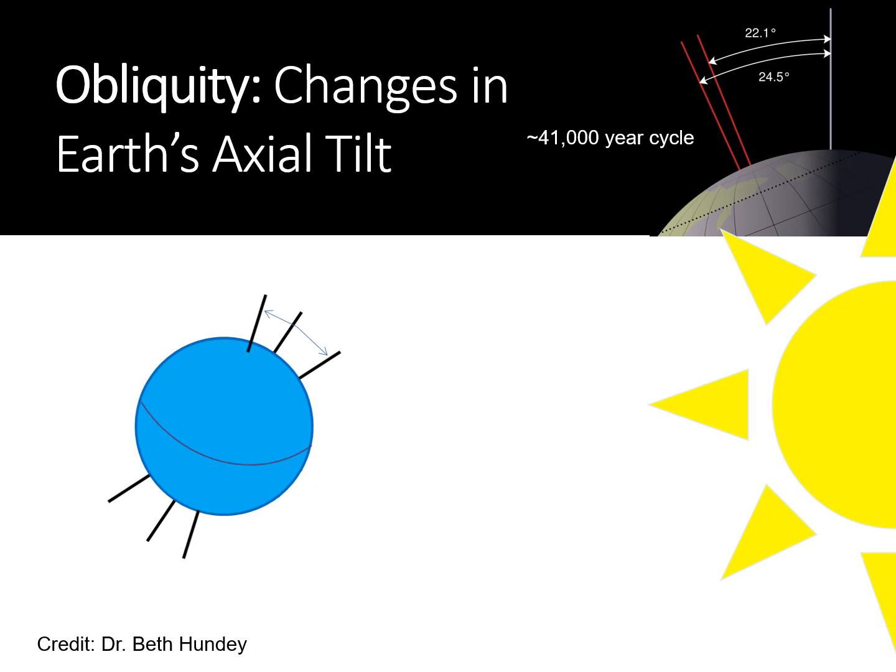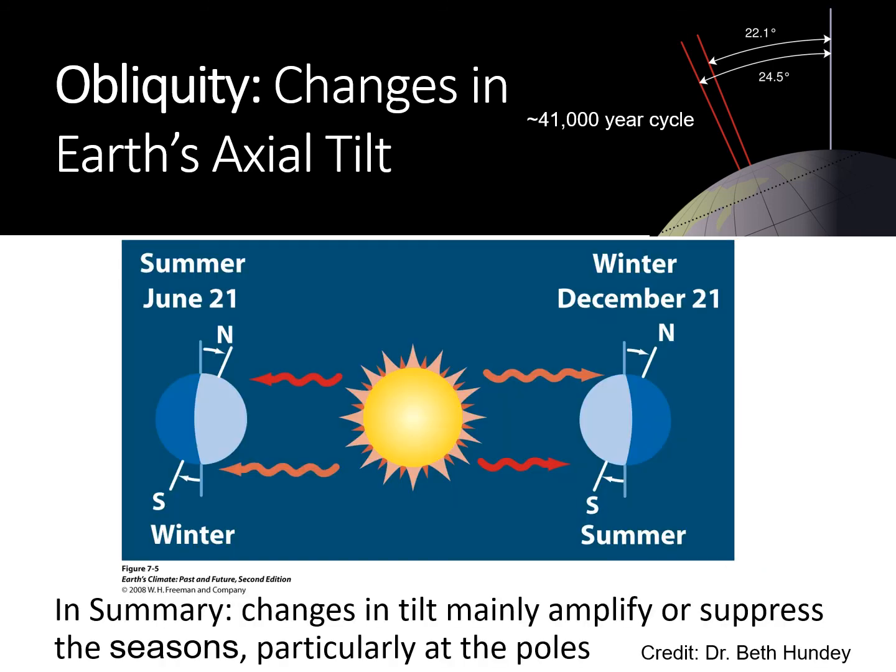Obliquity refers to changes in the tilt of the Earth. The axial tilt varies from 22.1 to 24.5 degrees and back to 22.1 degrees every 41,000 years. Changes in obliquity mainly amplify or suppress seasonal differences. The greater the axial tilt, the greater the seasonality.